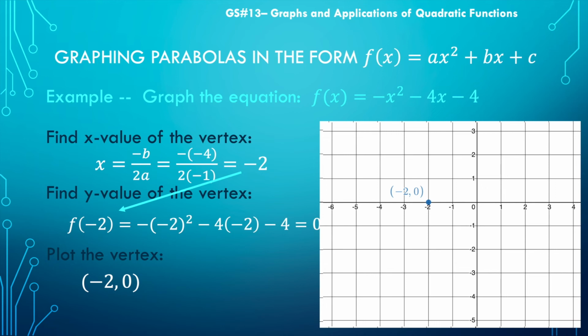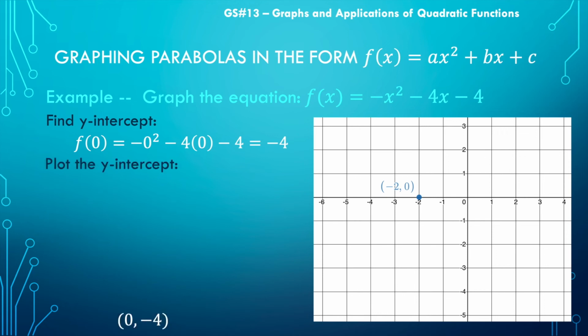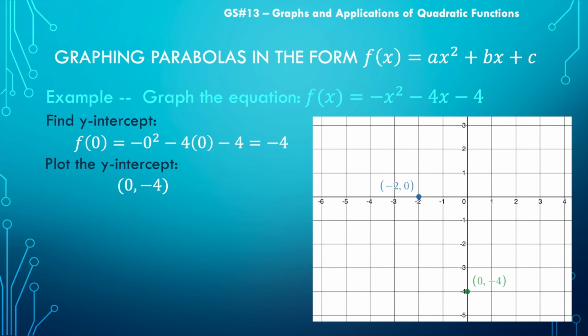All right, so now let's go ahead and find what we need to find. We want to find our y-intercept by substituting a 0 in for x. So f of 0, that's easy. f of 0 is negative 4, so our y-intercept is 0, negative 4. Plot that. And then let's find our x-intercept. Oh, but our vertex is on the x-axis, which means that will be my x-intercept. But let's go ahead and do it algebraically just so you know how to do it.